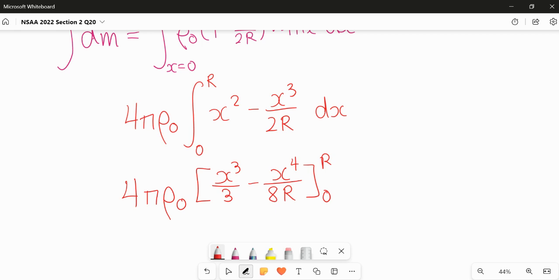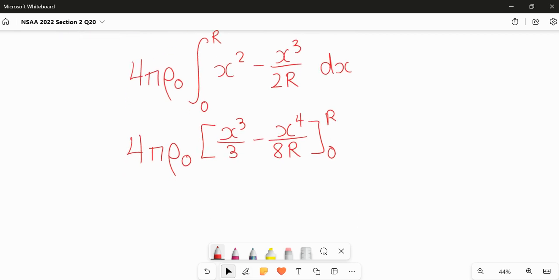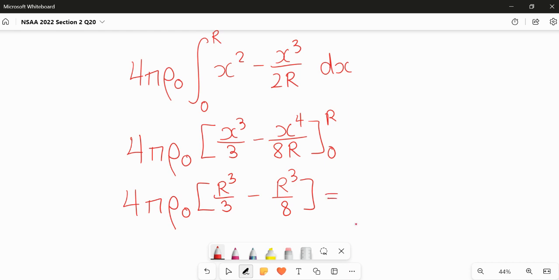Usually with these, when we substitute 0 into these polynomials, we'll get nothing. So we just need to substitute the r and get that term, which gives us 4 pi rho naught r cubed over 3 minus, well, we'd have r to the 4 divided by r, so we'll get an r cubed again, and then over 8. Simplifying this, we get 4 pi rho naught r cubed, and then we have 1 over 3 minus 1 over 8.